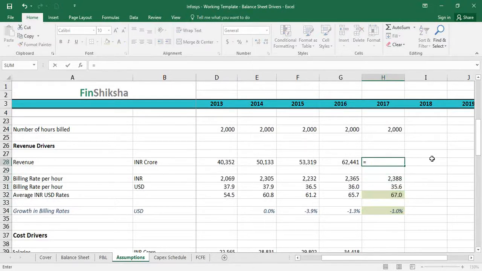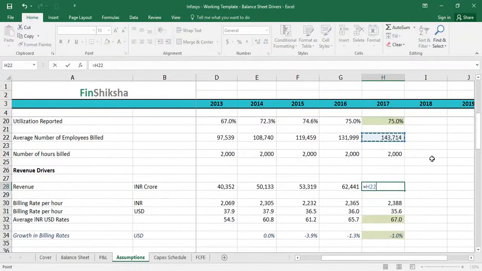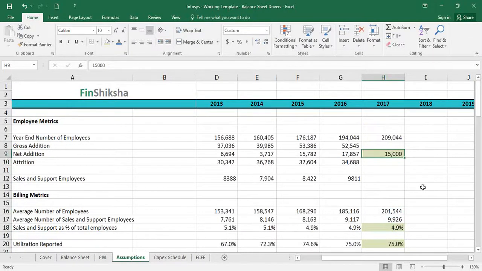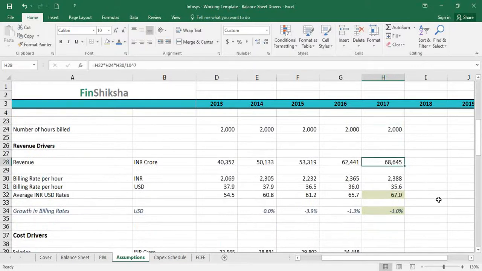What is my revenue? My revenue is a function of the number of employees who are getting billed, into the number of hours they are getting billed during the year, into the billing rate per hour, divided by 10 raised to 7 to convert it to crores. And that's my expected revenue for this year in rupee terms. So basically, by putting in the assumptions for growth in billing rates, average INR USD rate, utilization, sales and support, and the number of employees added, we arrive at the revenue number for this year. Simple. That's my revenue projection.